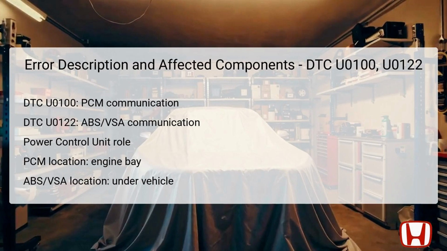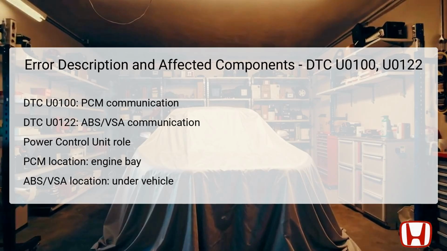DTC U0100 indicates a communication failure between the power control unit and the powertrain control module, PCM. The PCM, located in the engine bay, manages critical engine functions. DTC U0122 highlights a similar communication failure between the power control unit and the ABS VSA modulator control unit, which are vital for maintaining vehicle stability and braking efficiency. This modulator unit is typically situated underneath the vehicle.